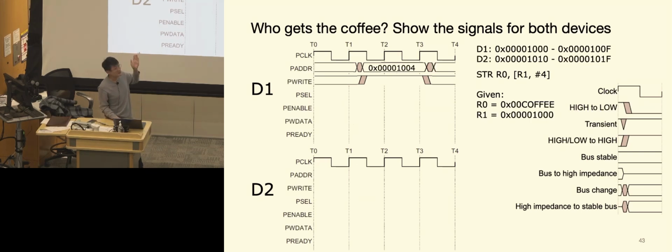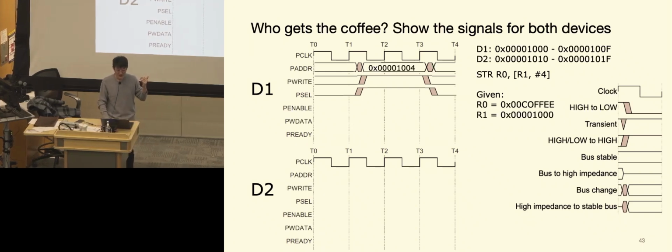Okay, so what happened to the P select on D1? Are we writing to D1 or D2? D1, right? D2? Okay, we're writing to D1. So that one also goes up. What about enable?